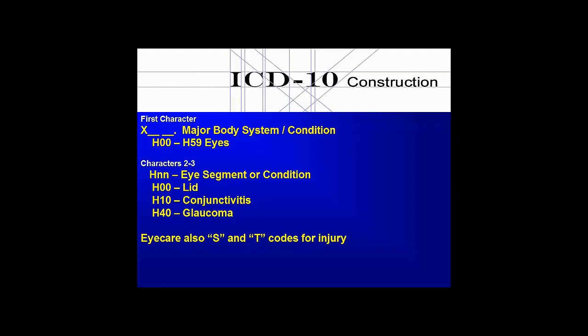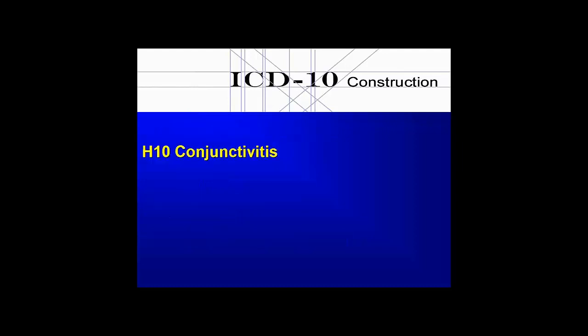H00 through H59 are for eyes. H60 to H99 are actually ears. So for the normal medical issues, it's H and then a two-digit code after that. For example, H00 is lid, H10 is conjunctivitis, H40 is glaucoma. One of the changes with ICD-10 is that certain injury codes, such as corneal abrasion, corneal foreign body, and conjunctival foreign body, are now considered injury codes which use an S or a T, not an H. So it separated out.